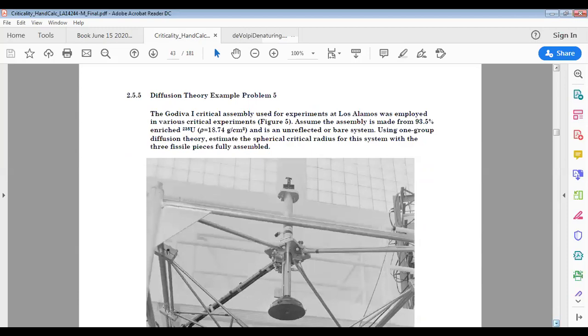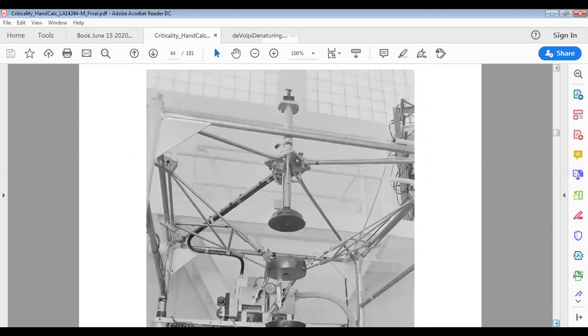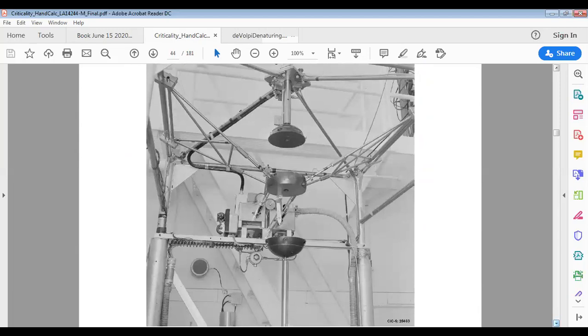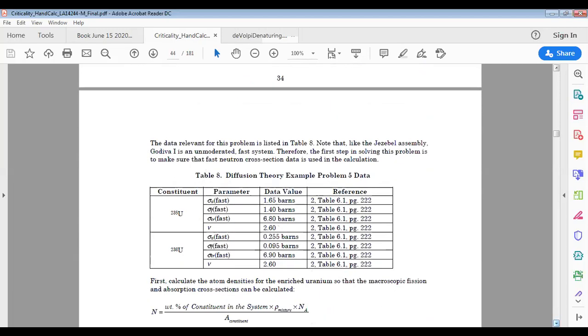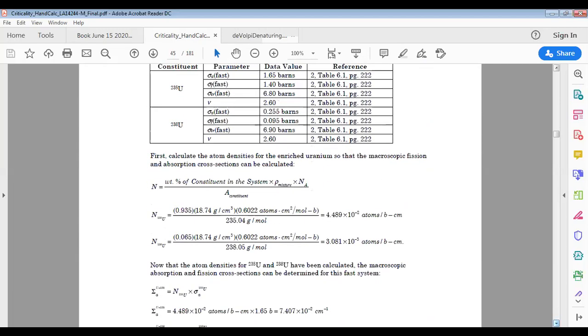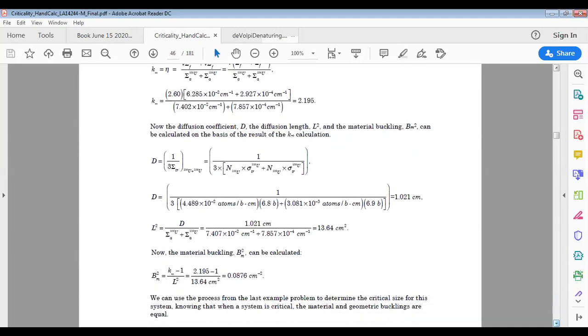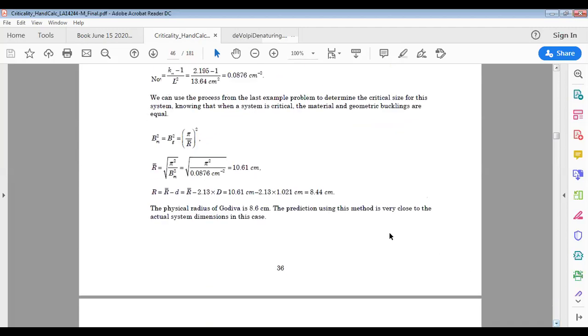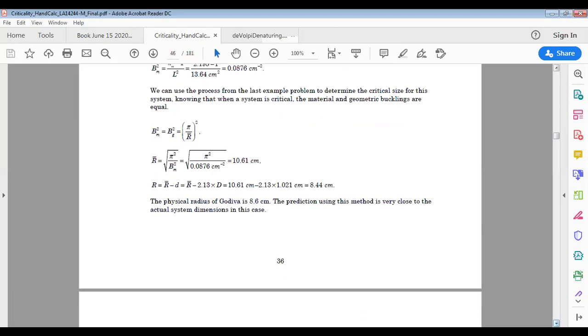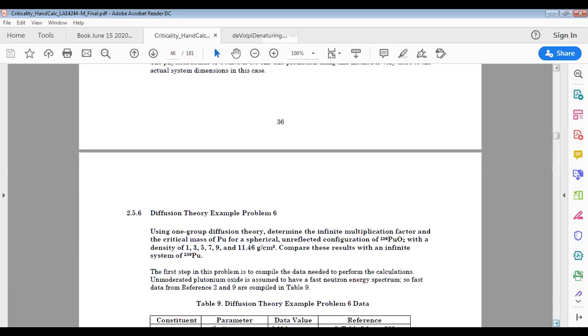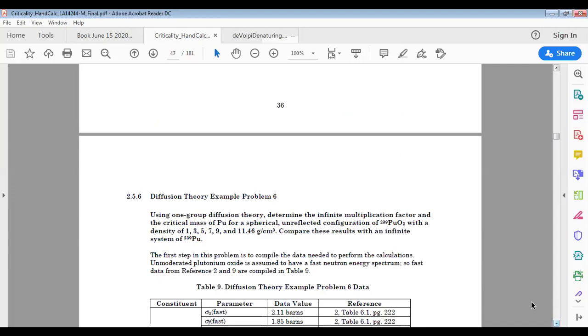And now you can look at Godiva also. This was the uranium sphere that Los Alamos did experiments on. This is also so well documented in the literature. I must say it opens your eyes when you realize how fascinating it is. From here you get 8.44 centimeters, and I think it's 8.710. I almost know that by heart. They haven't said it here. Okay, so Godiva and Jezebel are here.